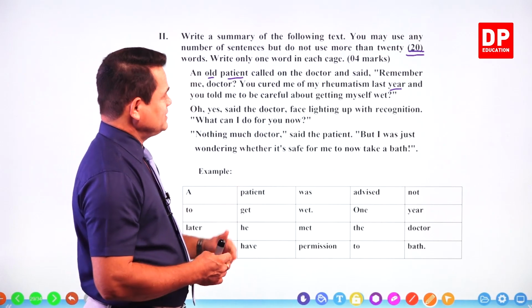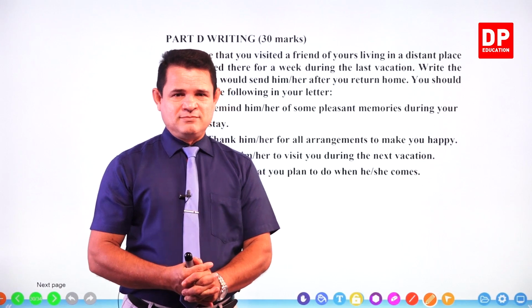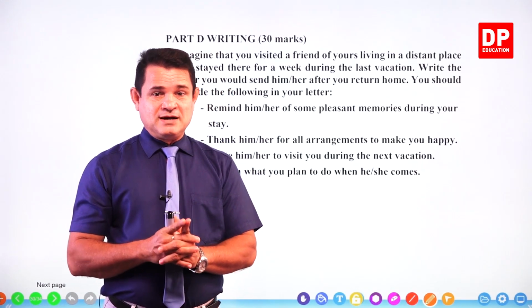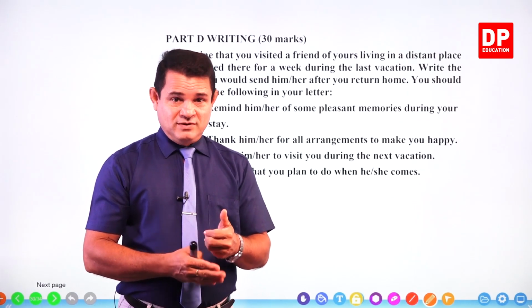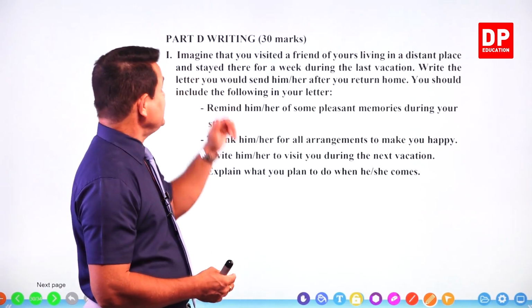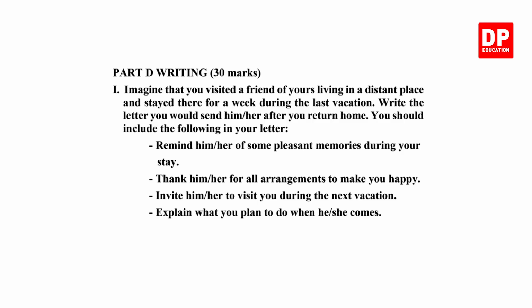Okay, now let's look at the next part, that is part D. Part D is coming even in the new syllabus. Right? So I told you I'm going to discuss this today, part C and D. Now part C is over. We came to part D, that is writing. For that you get 30 marks here. Let's see the first question.